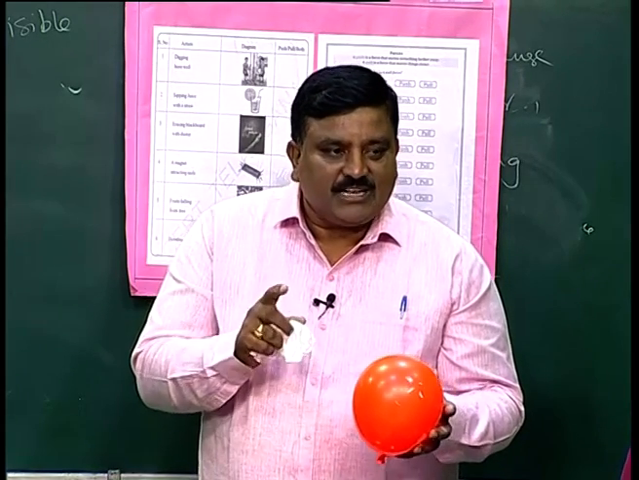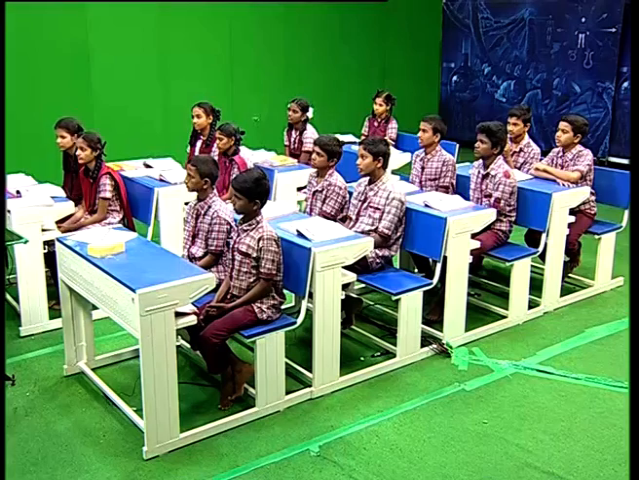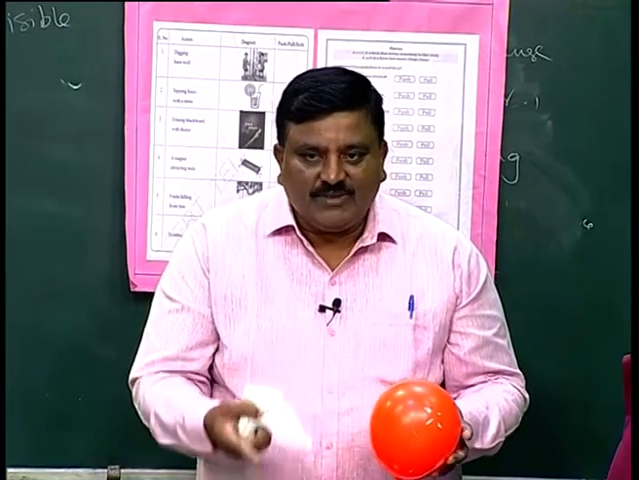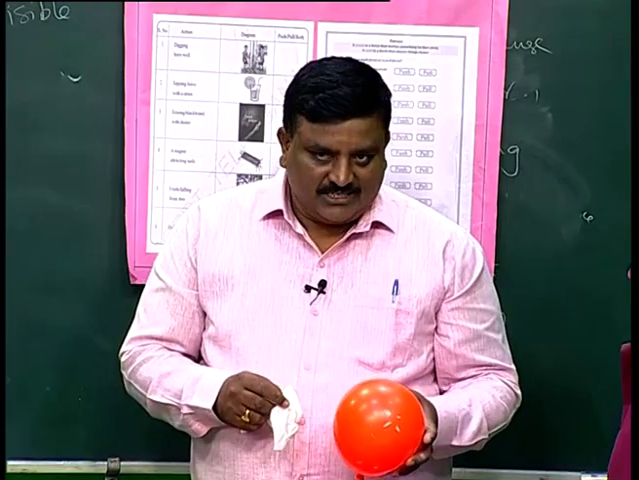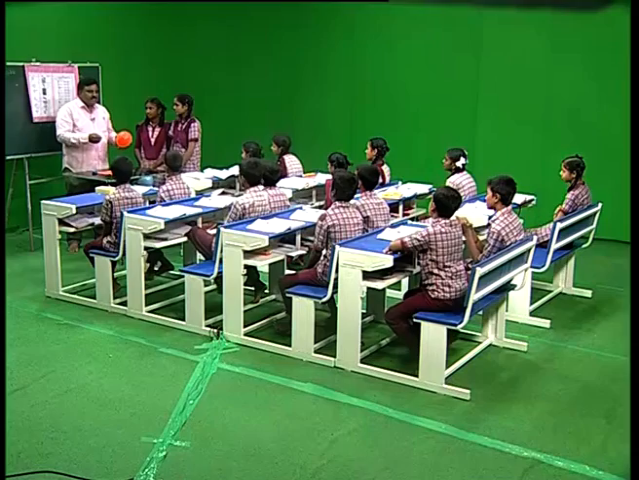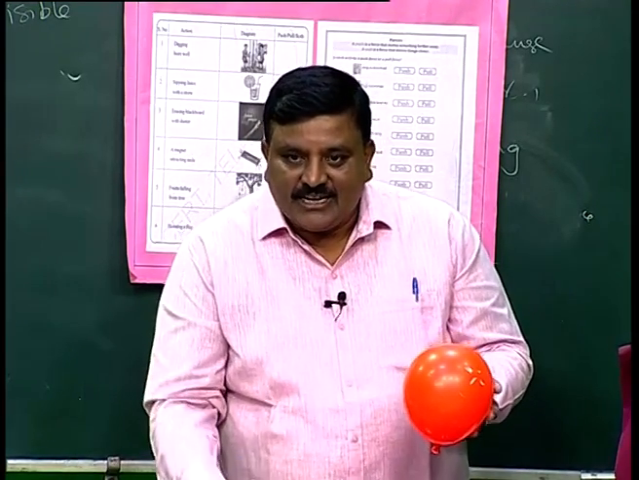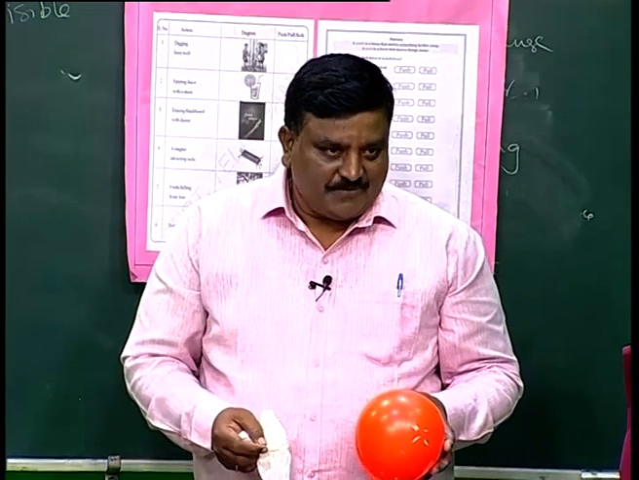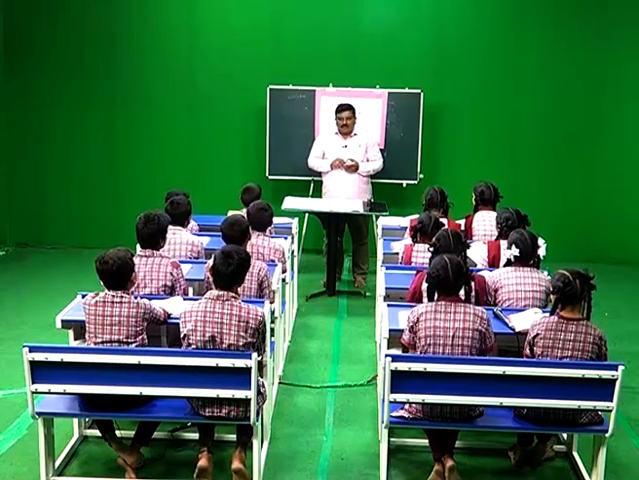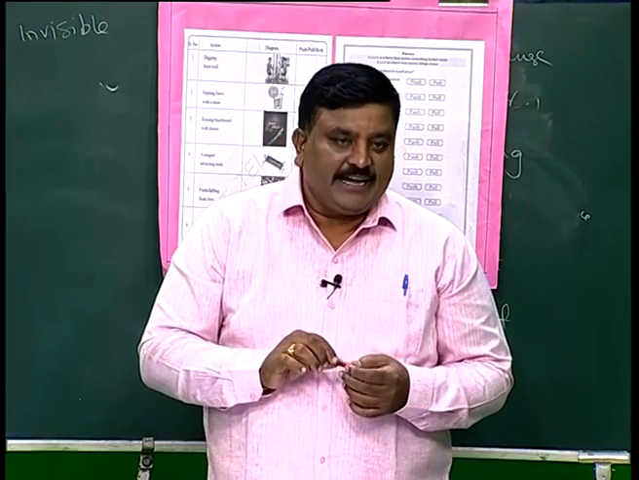If anything is rubbed with another body, it will have some charges on it. Those charges will attract the other charges. This is called electrostatic force, or we can call it electrostatic field. Yes, sir. So that's why it is attracting pieces of paper. Okay, right. So now we will do another activity to observe the magnetic field lines.